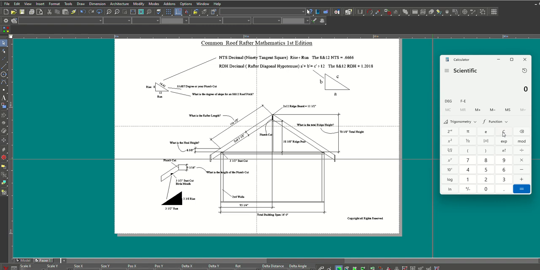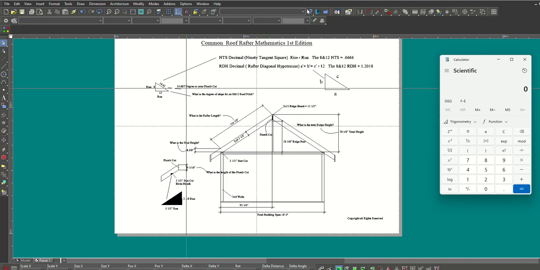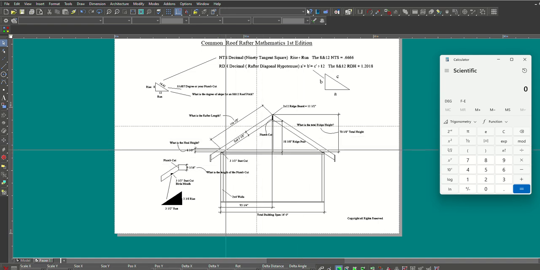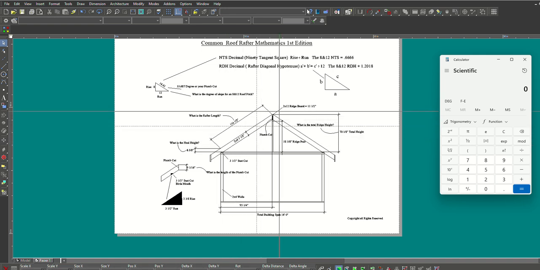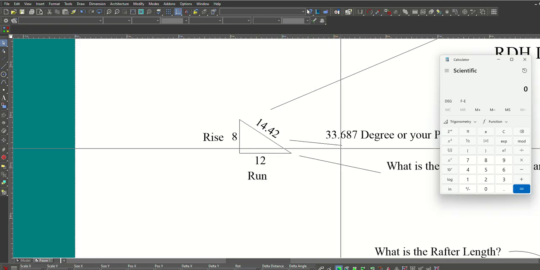So the three things this will do: they'll give you rise for a run setback, give you the degree of slope, and it will also calculate an offset for your roof gable end plywood as you sheet the side of it, where you can use one number and sheet the whole gable using one number. So first, you have to have the scientific calculator to solve this degree of 33.687.